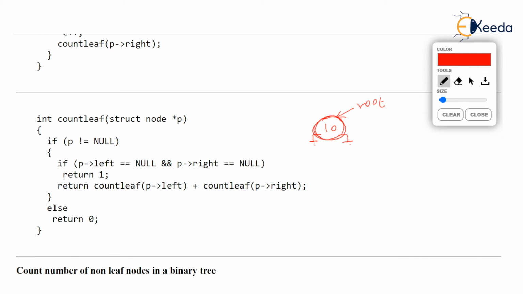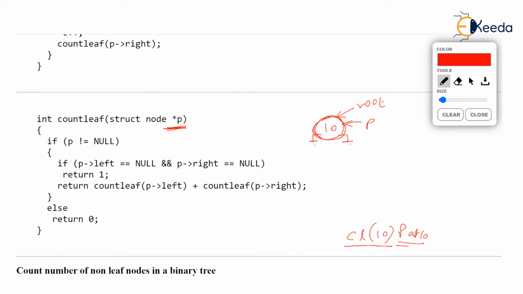Count leaf will be called the first time for 10. You know our shortcut notation. So P will be at 10. Actually, the pointer P over here doesn't get the value 10. It gets the address of that node 10. But in our shortcut notation, we are showing that count leaf is running for 10. That means P is at 10. I hope you understand. P is now at the node 10.